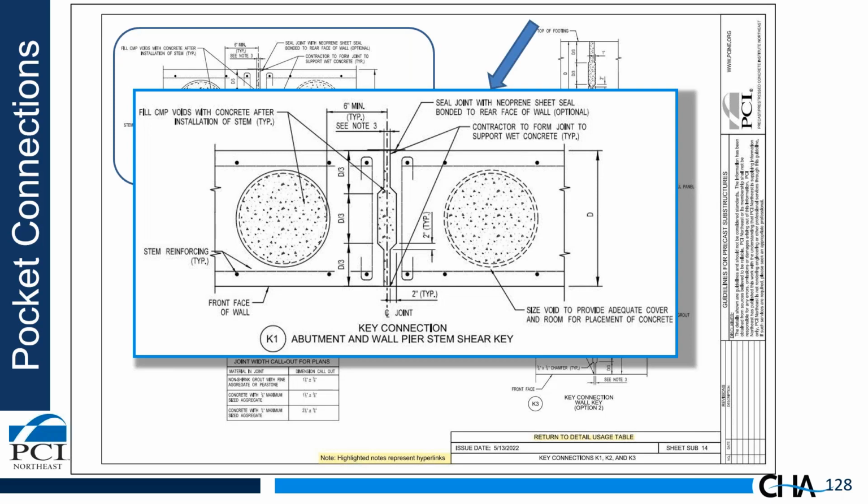This is what I talked about before with the vertical keys. One thing you may want to do if it's an abutment is seal the back of the joint with a neoprene sheet to waterproof the joint if you desire. It's not really necessary, but some engineers have chosen to do this.